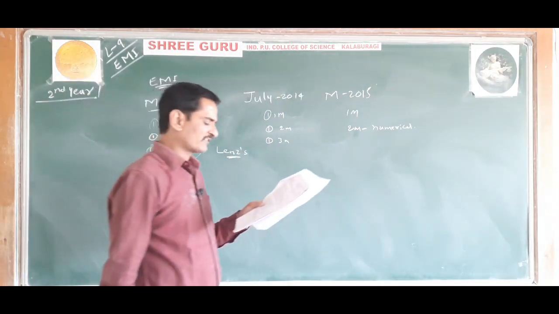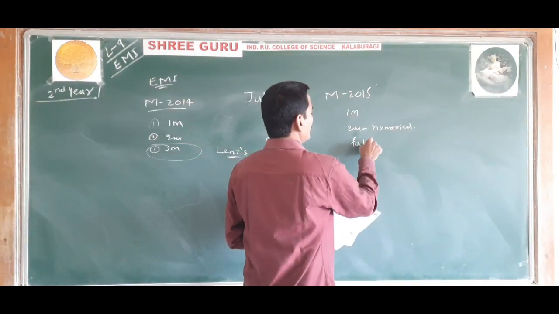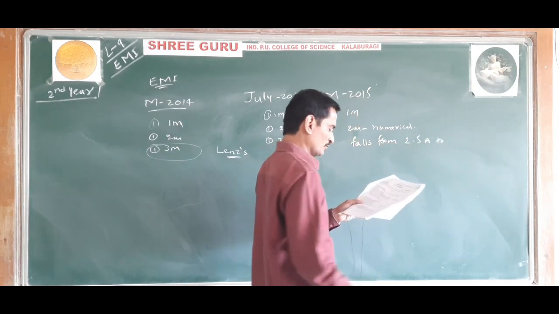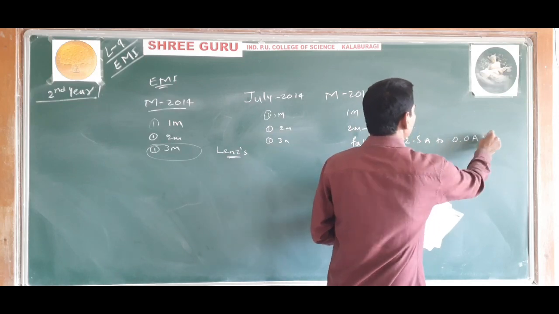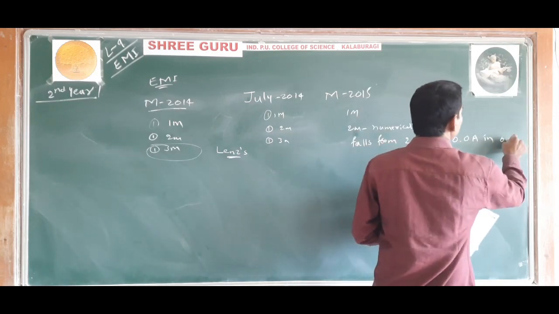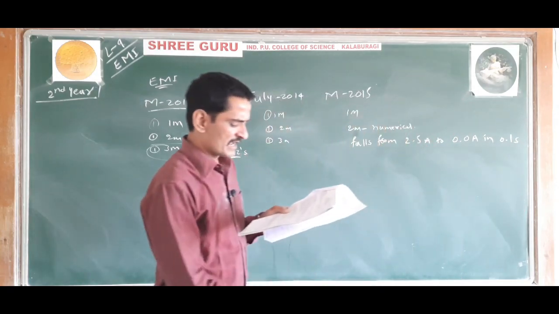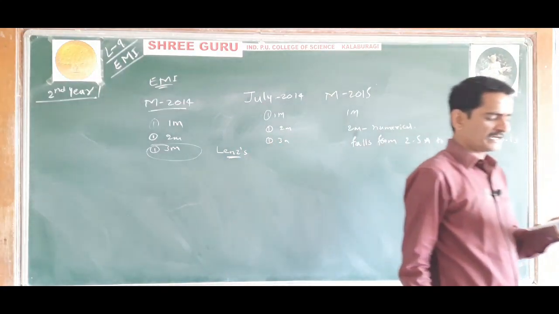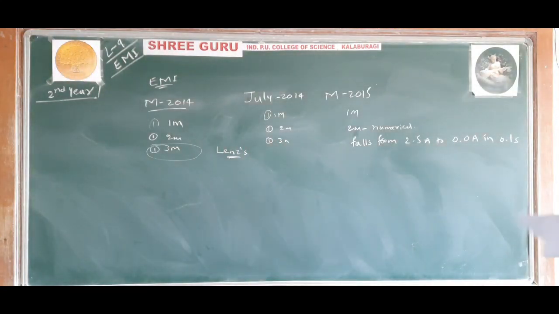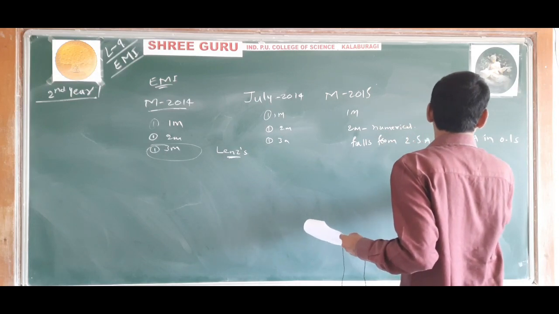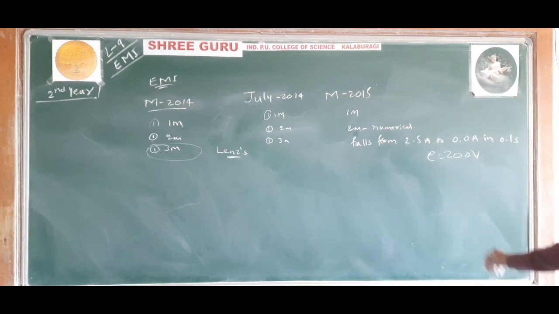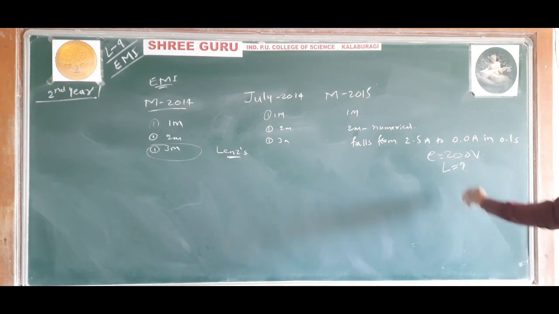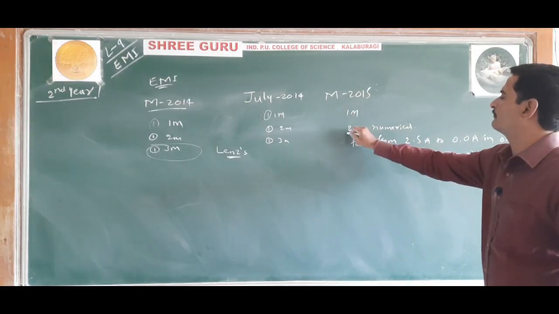Current in a coil falls from 2.5 ampere to 0.0 ampere in 0.1 second, inducing an EMF of 200 volt. Calculate the value of self-inductance. So L is equal to question mark. We have to calculate self-inductance, and this question is asked in 2015 for 2 marks.